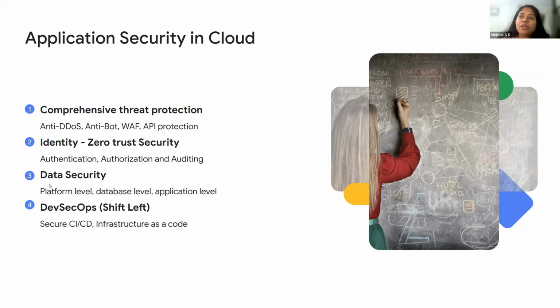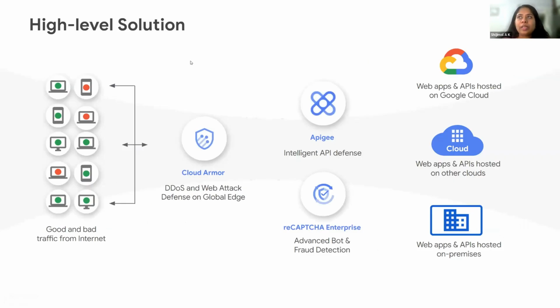So I'll touch upon some of the solutions for this. Some of them might be specific to Google Cloud, but when it comes to the cloud of your choice, you can always use equivalent solutions. But we will discuss the approach for, say, for example, threat protection. So how do you ensure threat protection? This is how a high-level solution will look if you're implementing threat protection using Google Cloud.